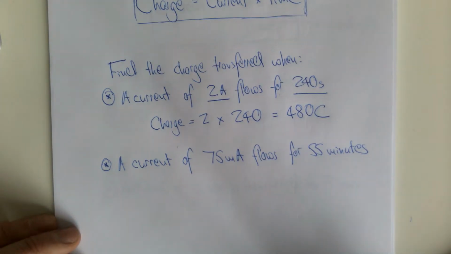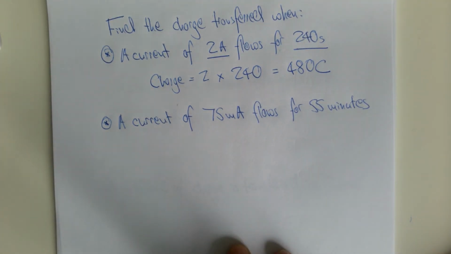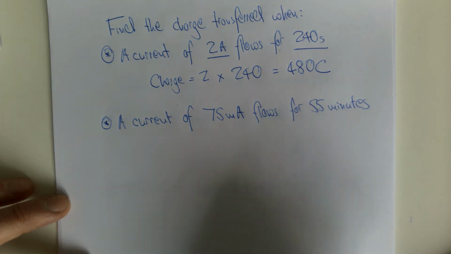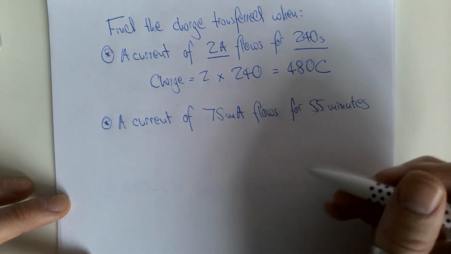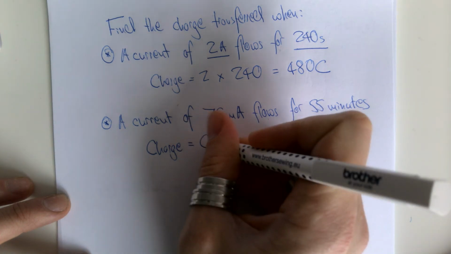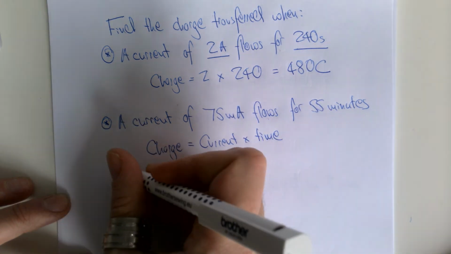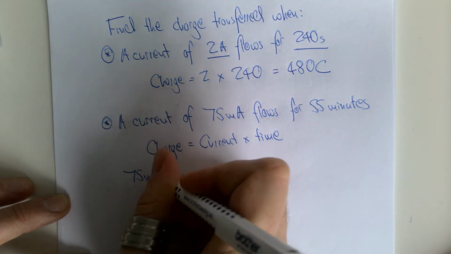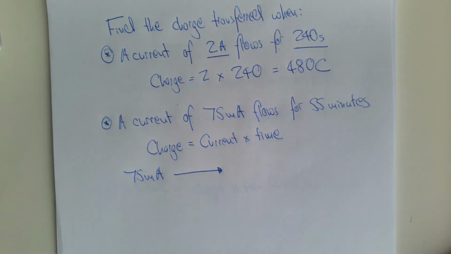Now, as we were speaking about a moment ago, sometimes you might be asked to convert units in a question before you carry out your calculation. So the same format, a current of 75 milliamps flows for 55 minutes. So we know that we want charge equals current times time, but we want to turn 75 milliamps into amps.